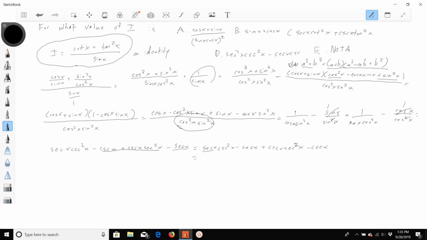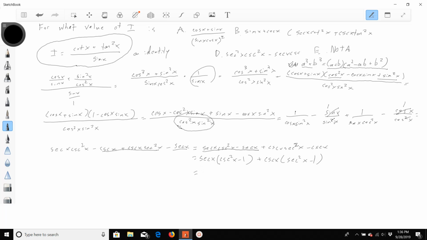Now, from these first two terms here, you can pull out a common factor of secant x. And hopefully you're saying, wait, I see the answer. Secant x times cosecant squared x minus 1, plus, now in the second two terms I can pull out a factor of cosecant x times secant squared x minus 1.